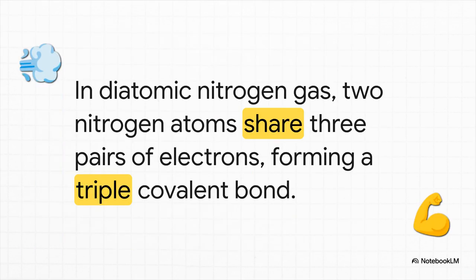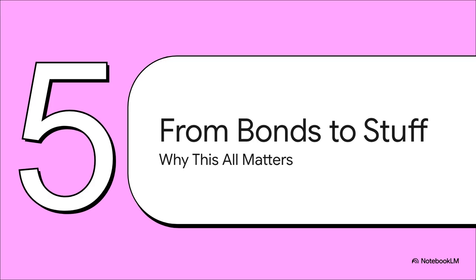A fantastic example is the nitrogen gas that makes up like 80% of the air you're breathing right now. A single nitrogen atom needs 3 more electrons to be stable. So what does it do? 2 nitrogen atoms come together and form a powerhouse partnership. They don't share 1 pair of electrons or even 2. They share 3 pairs, forming an incredibly strong triple covalent bond that is super difficult to break. So atoms give, they take, they share electrons. It's a whole microscopic drama.